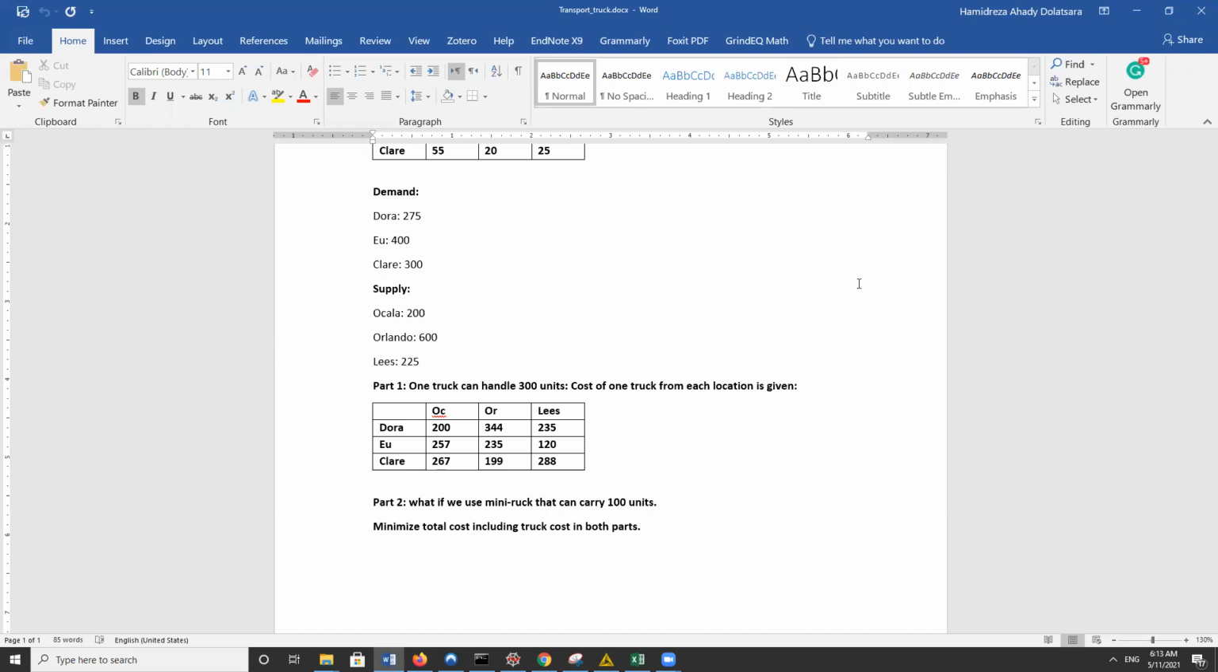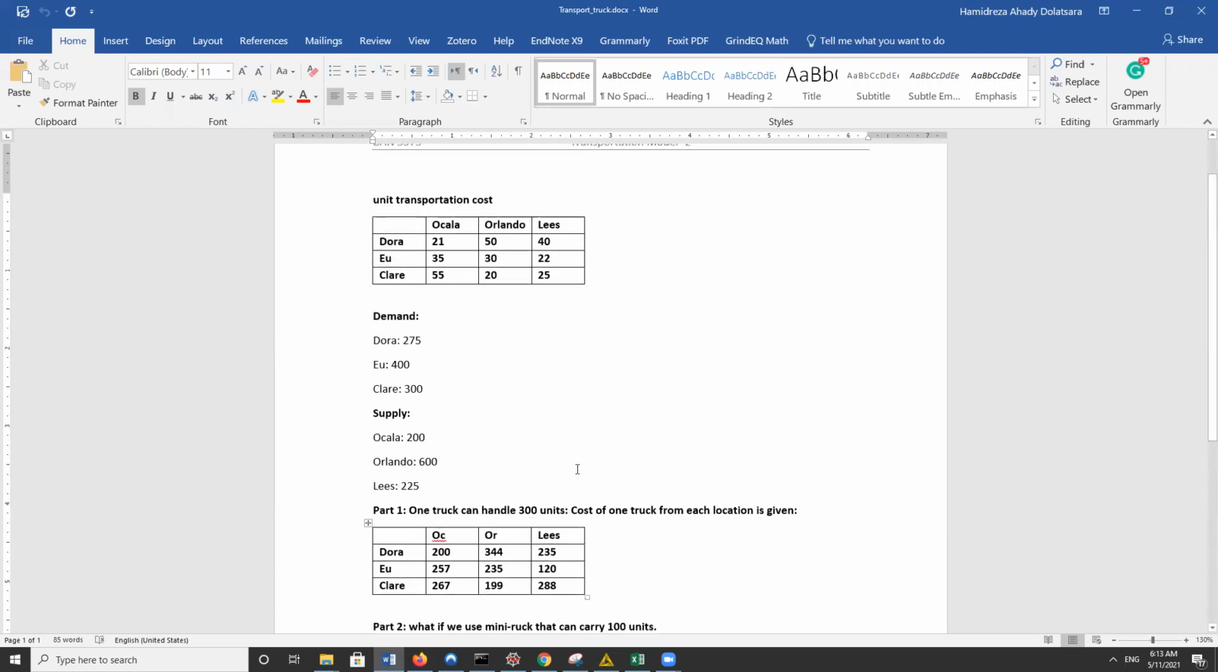So we want to minimize our transportation costs. So these are the number of units and unit costs. On top of that, we know that we cannot send more than 300 per truck. So this is our truck capacity. On top of that, look at demand. If you sum up, demand is 975, supply is more than 1,000. Having said that, we have more supply than demand, and it makes sense to fulfill the demand.